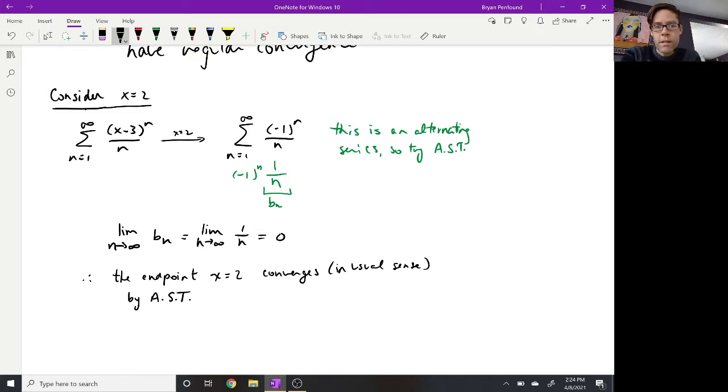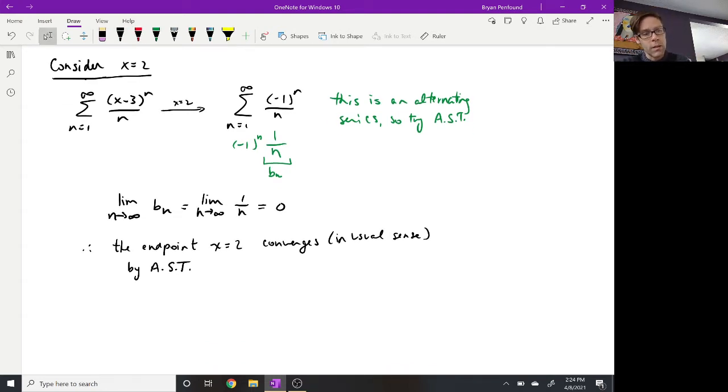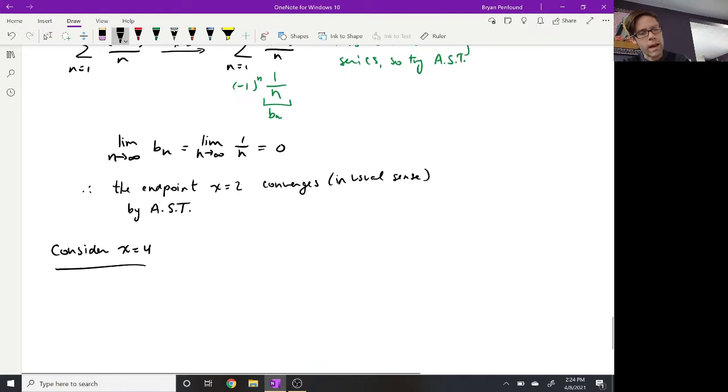Okay, so that's one of the endpoints. One of those endpoints, we can tackle with the alternating series test. That's nice. Let's take a look at our other endpoint. I think it was 4, yeah.